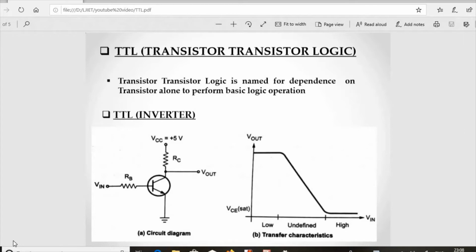Here we will take the TTL as an inverter. And what is an inverter? Inverter is nothing but a NOT gate. And in the second case we will be taking one universal gate, that is TTL as a NAND gate. So as we are taking a universal gate, we can then represent other gates also. So let's begin with it.